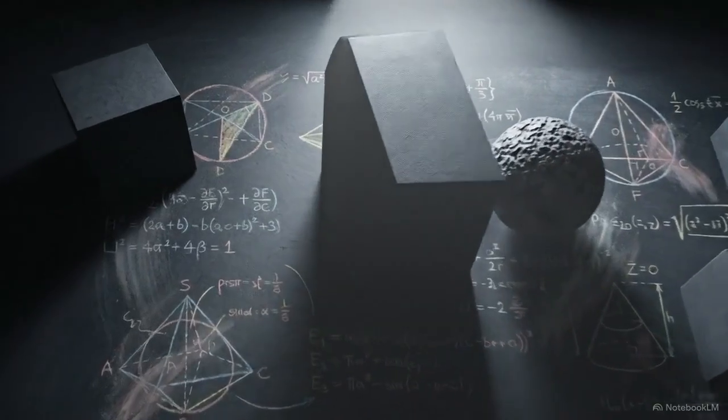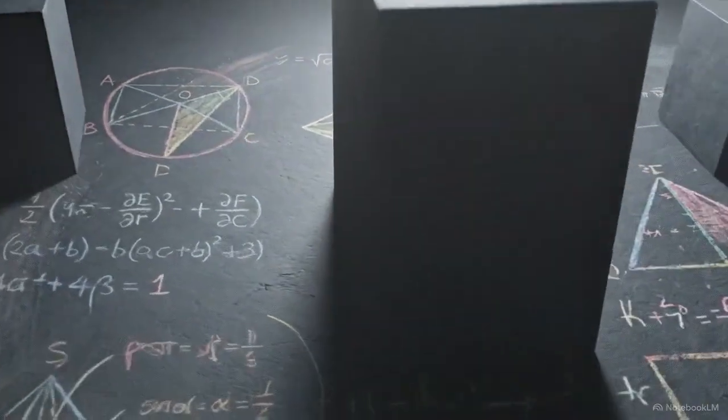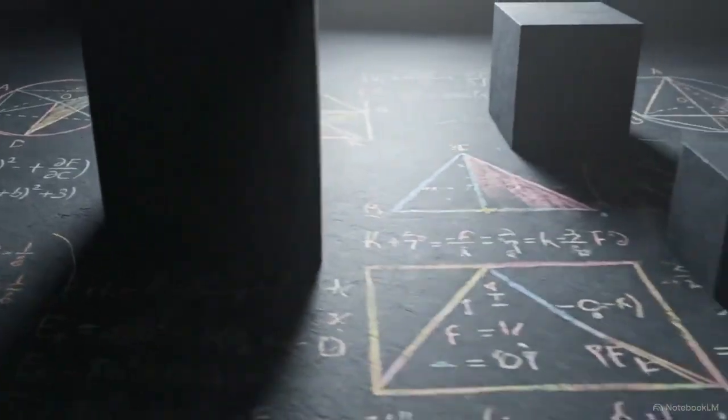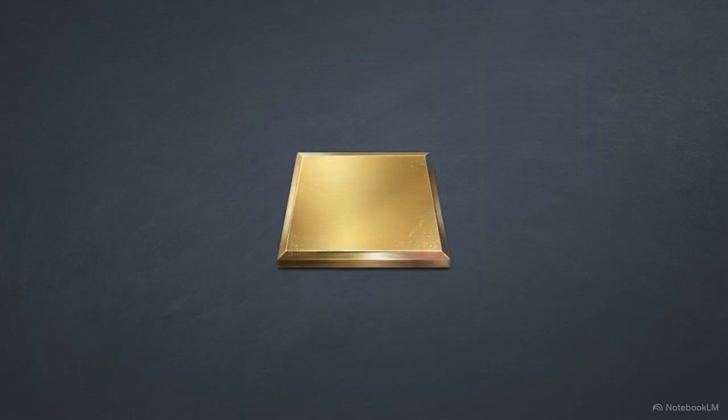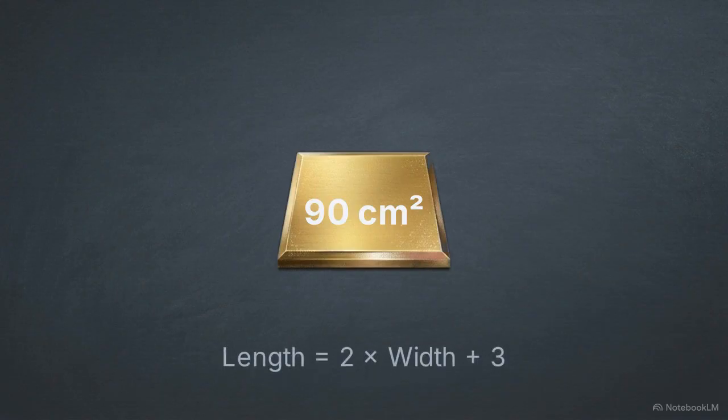Physical spaces hold hidden constraints. Even if you can't see the exact measurements of a structure, the rules of geometry dictate its boundaries. Take a look at this diagram. We have a rectangle containing exactly 90 square centimeters of space. We have one specific constraint regarding its proportions. The length is exactly 3 units more than twice its width.